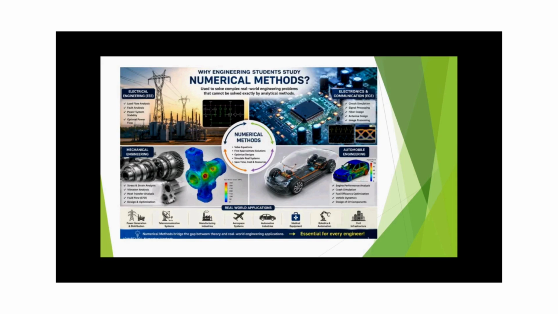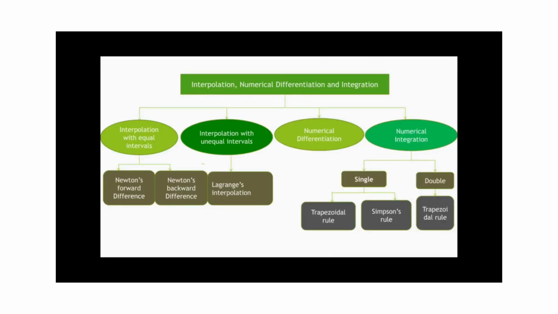Now let us learn our first topic, interpolation. In this chapter, we will study three important topics. The first topic is interpolation. Interpolation helps us to find a missing value between two known values. The second topic is numerical differentiation. This method helps us to find the rate of change when we have only a set of data instead of a mathematical equation. The third topic is numerical integration. It is used to calculate the area under a curve when finding the exact answer is difficult.